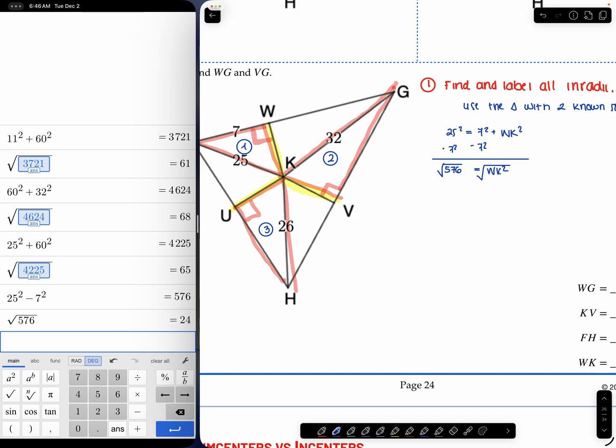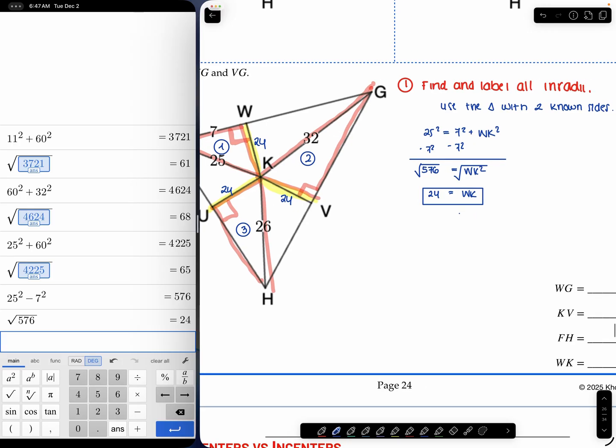If you're wondering how I knew that, Pythagorean triples. I just happen to know that 24, 7, 25 was probably one of them. But anyway, WK equals 24, and that is my value for all three of the in radii. So this is 24, cool. But to make progress on this problem, you label all the other in radii as well.